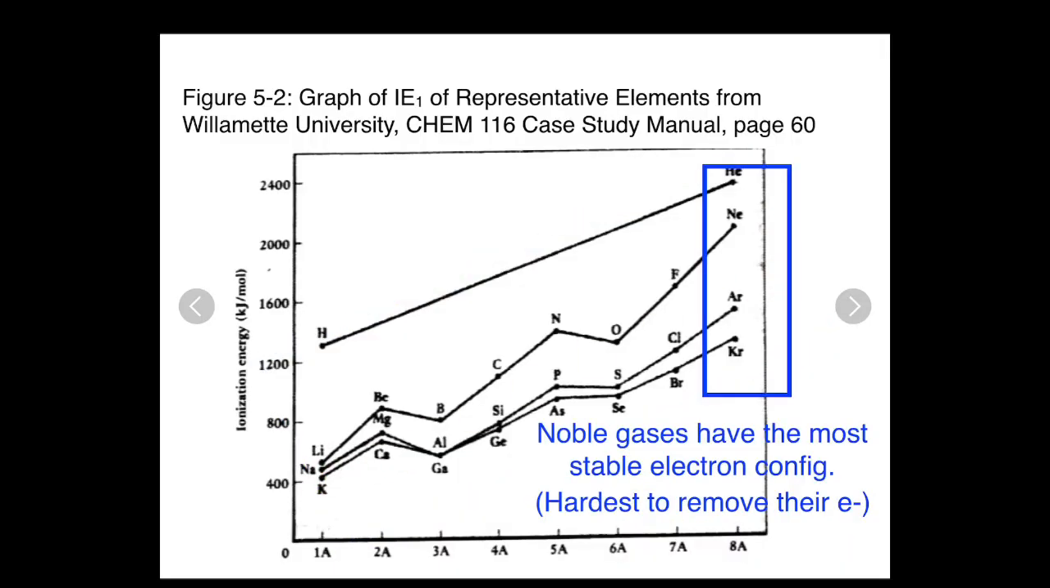Another thing I want you to note is that you probably notice that the noble gases require the highest amount of energy to remove their first electron. The reason for that is that the noble gases already have the most stable electron configuration. Therefore, removing what is already stable is going to require the most energy, because it's the hardest to remove their electron, since their electron configuration is already in the stable form.